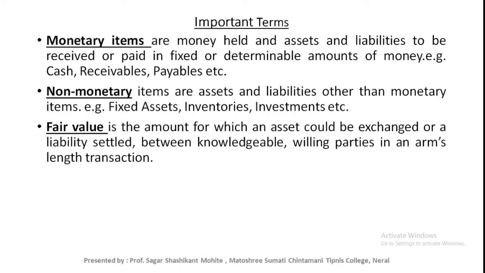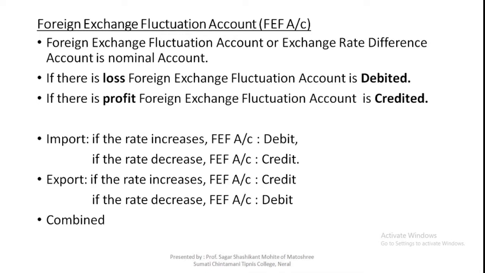Now let's check what is foreign exchange fluctuation account. Foreign exchange fluctuation account is also named as foreign exchange rate difference account, and this account is a nominal account. If there is a loss, foreign exchange fluctuation account is debited, and if there is a profit, foreign exchange fluctuation account is credited. You already know that in this foreign exchange transaction there may be profit or loss due to exchange difference. At that time, we need to post that profit or loss to the foreign exchange fluctuation account.